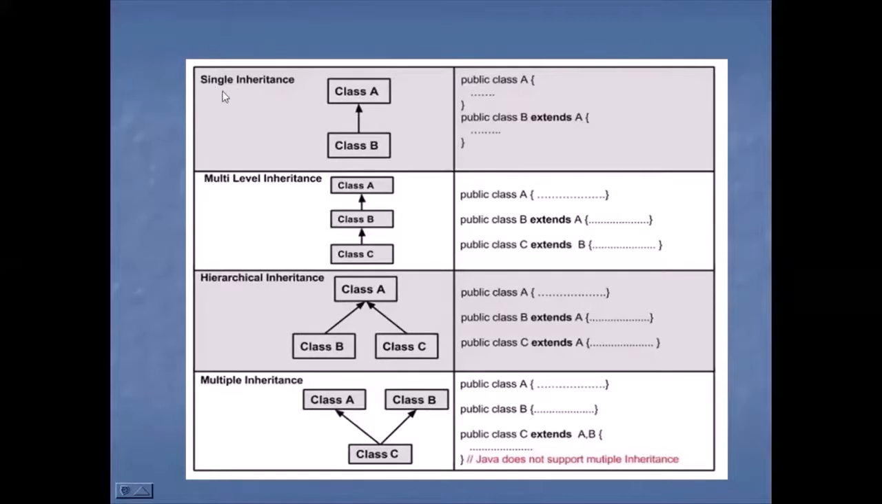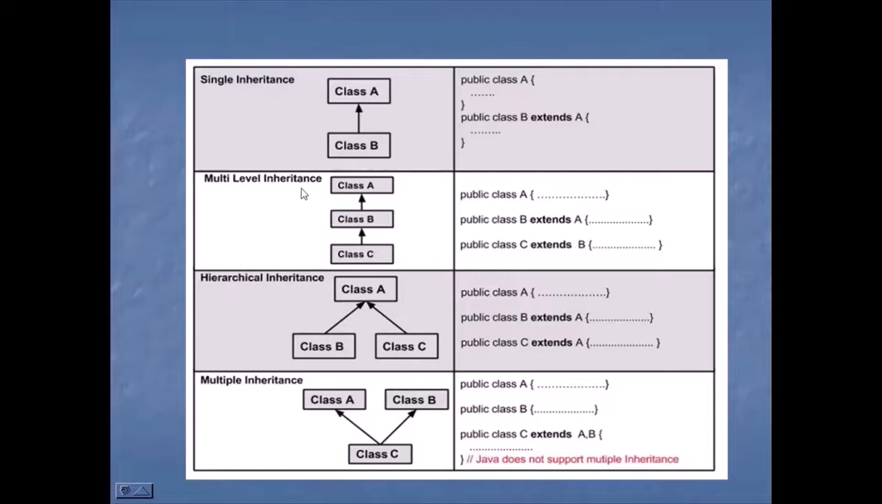These are the types of inheritance: single inheritance, multi-level inheritance, hierarchical inheritance, multiple inheritance. Single inheritance, class A and class B. This class B inherits the properties of class A. This is single inheritance. Syntax is class B extends class A.